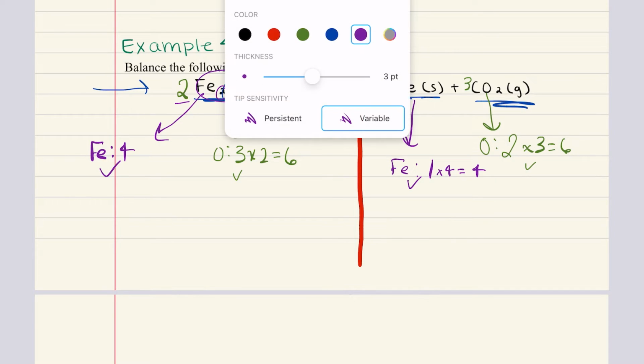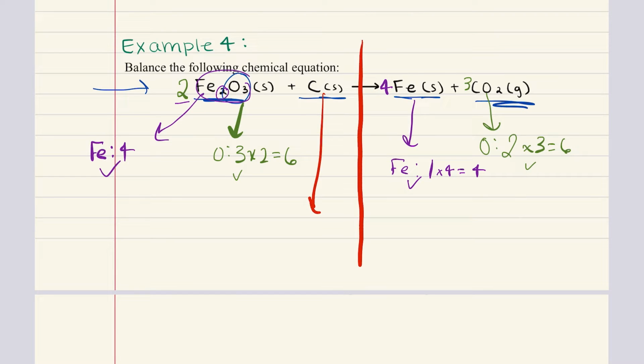Now we can move on to carbon. On the reactant side, we have 1 carbon. On the product side, we have 3 carbons. To balance this out, we're going to add a coefficient of 3 in front of this carbon on the reactant side. And now we have 3 carbons on both sides. Okay, so we've completed our first step. We balanced 1 atom at a time, starting with the substance that has the most elements present.